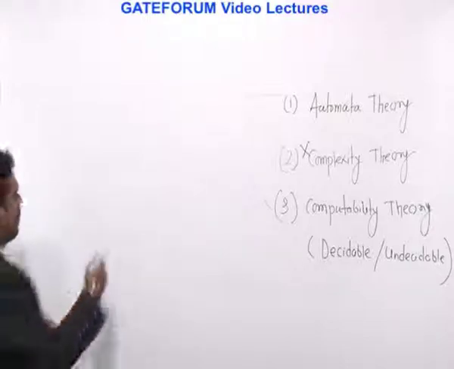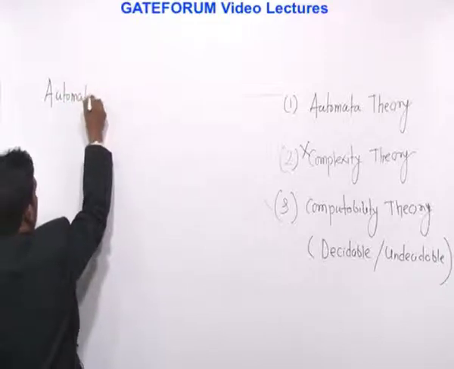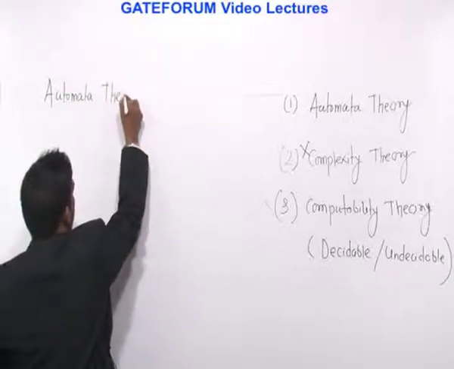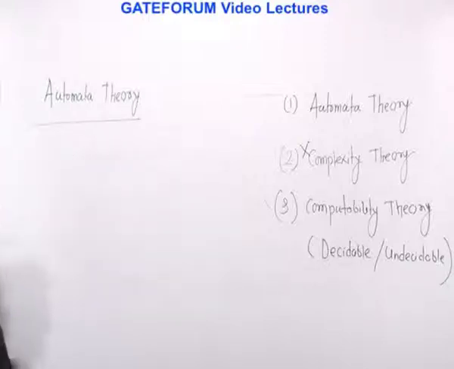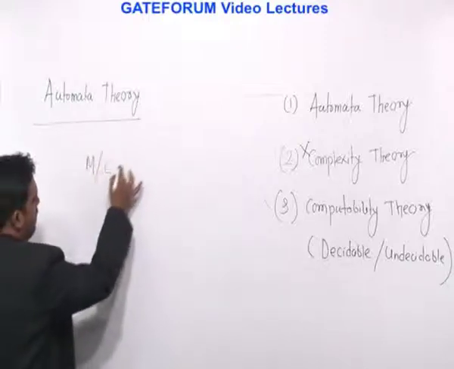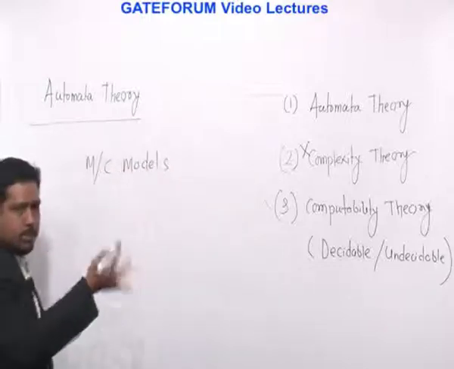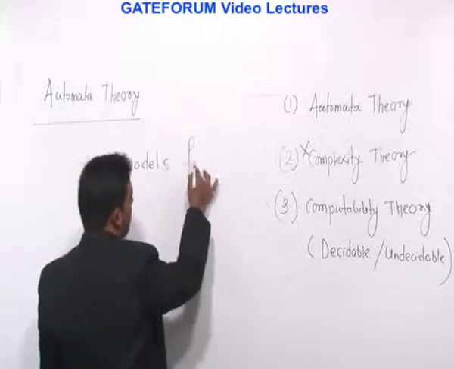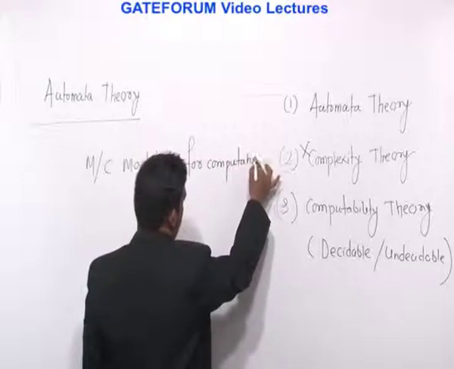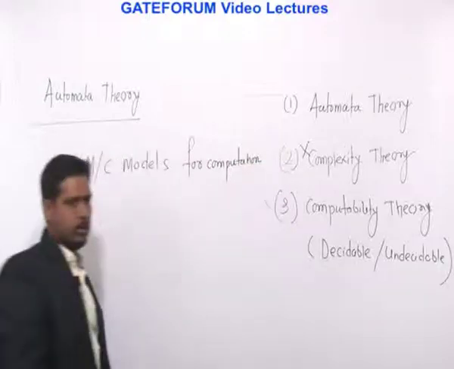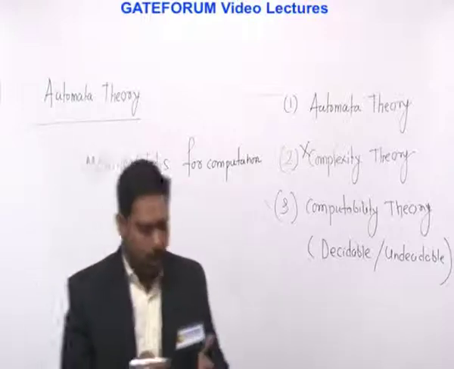Now the first part is your automata theory. Let me briefly describe it. What is automata theory? Automata theory is about machine models, mathematical machine models for computation. What are the different machine models available for the computation purpose?